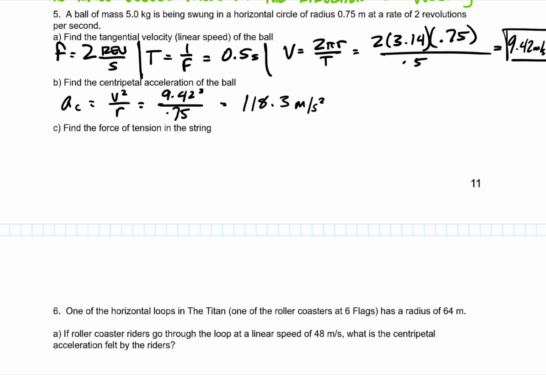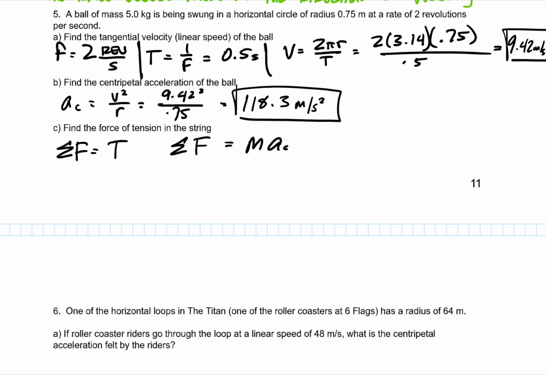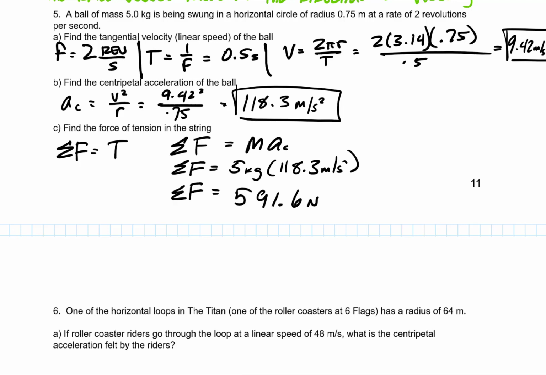Find the force of tension on the string. Well, my net force is equal to tension. That's one way of getting the net force, just looking at the forces acting on our object. The other way to get our net force is to do mass times acceleration. Well, guess what? We're moving in a circle, so that's going to be centripetal acceleration, and we just found that. So we could use that to get our net force as 5 kilograms times 118.3 meters per second squared. It gives me a net force of 591.6 newtons. And from the other net force equation, I know that has to be equal to the tension.